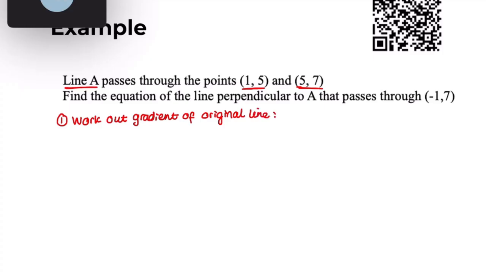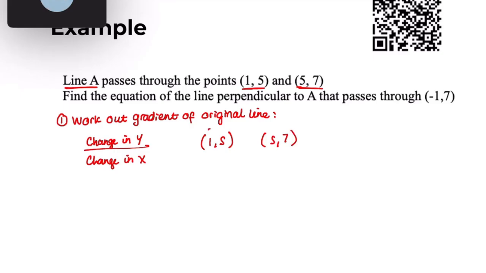Okay, so how do we work out the gradient? The gradient is going to be the change in y divided by the change in x. That's how you work out the gradient. And we're given two coordinates over here. We're given 1, 5, and we're given 5, 7. Those are the two coordinates that we're given.